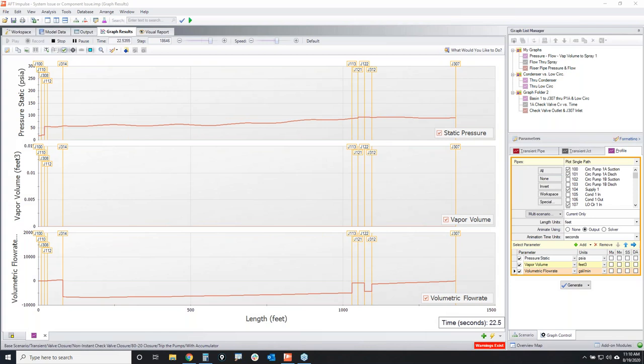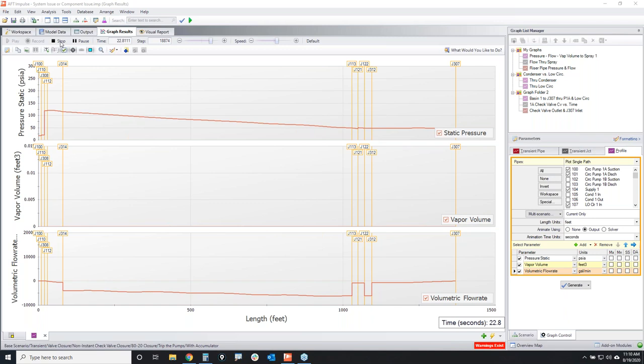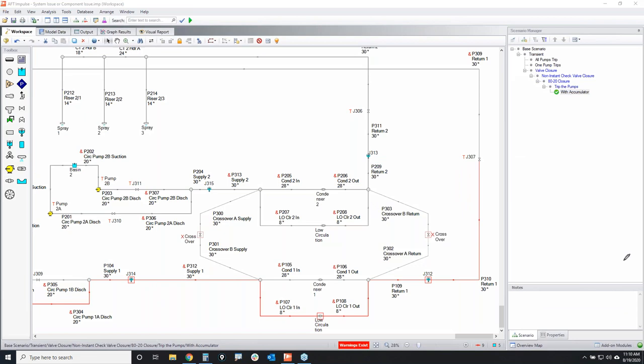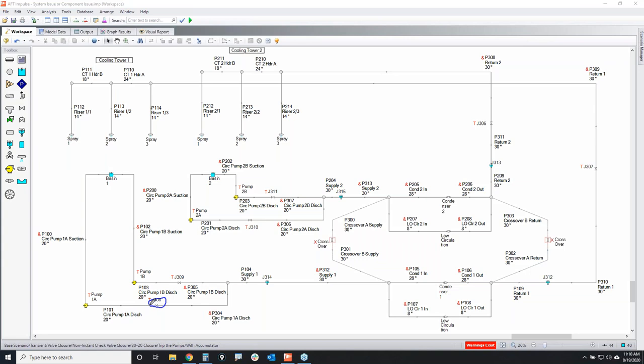So to summarize what we looked at today, I want to remind everyone that when you're doing a water hammer analysis, rarely ever is it a component problem. Rarely ever is it going to be just a check valve that's causing an issue. If you're seeing a water hammer phenomenon and maybe it's a check valve slamming issue, look for what's going on in the rest of the system.